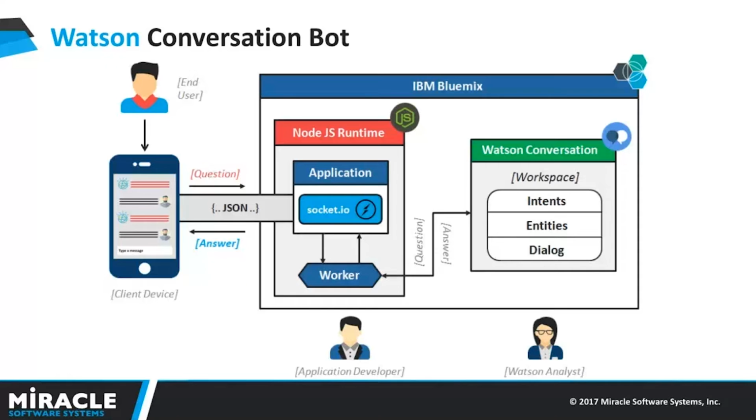When the user interacts with the device, he might enter a question or a message, and it will interact with the Node.js application which is running in our Bluemix environment. This Node.js application will pass it to the Watson conversation bot, where it checks the question against the related intent, and will reply back with the answer to the Node.js application, and this Node.js application will forward it to the device where the user is interacting. And all of this will be communicated in JSON format.